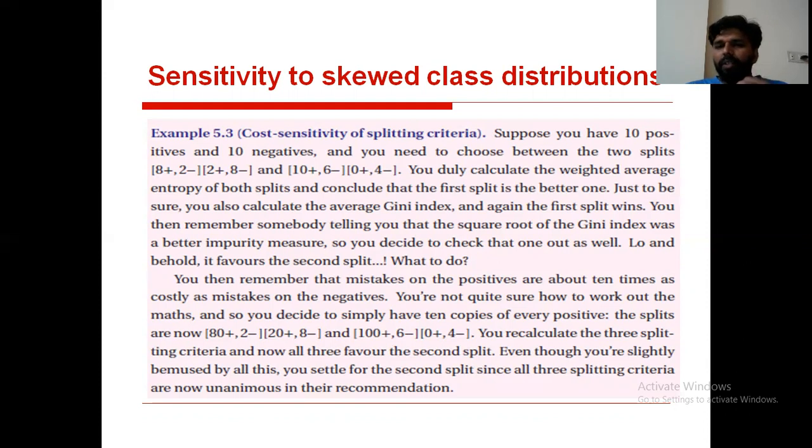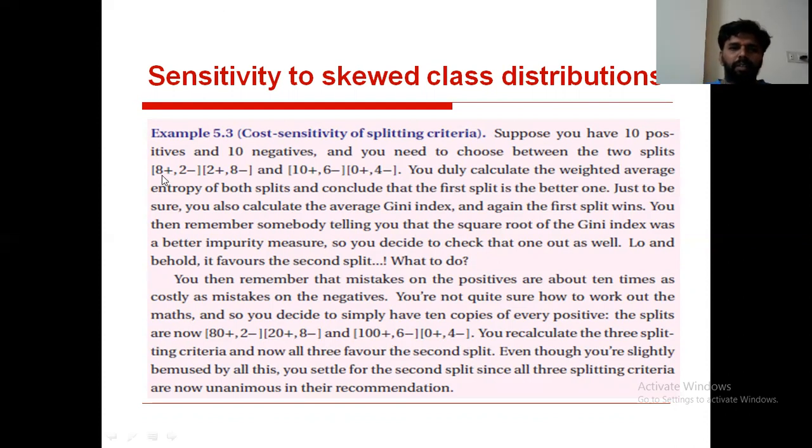Then you will get confusion. Out of all these, which measure do we need to use, which is the suitable measure to construct a model? Then immediately, what do we need to do? We need to take a decision, right?